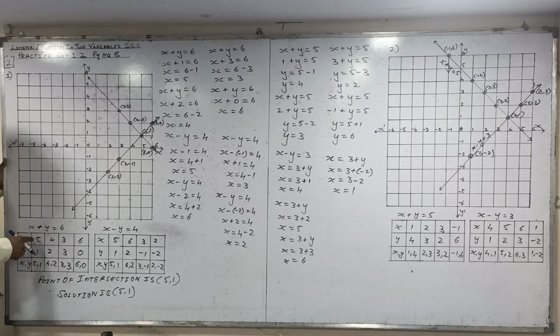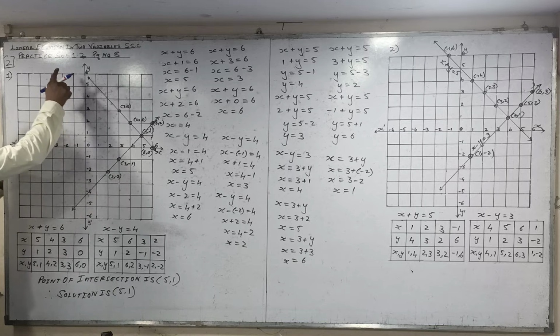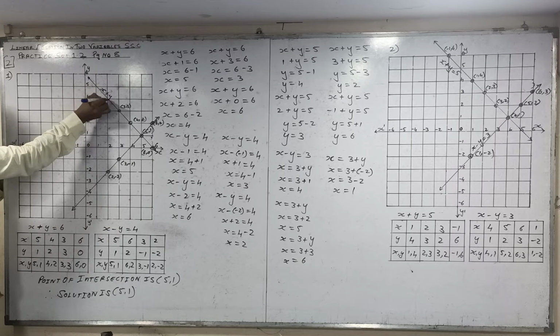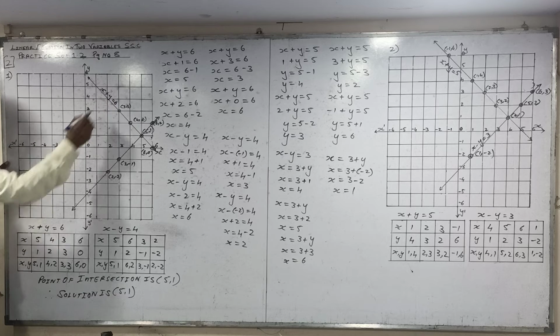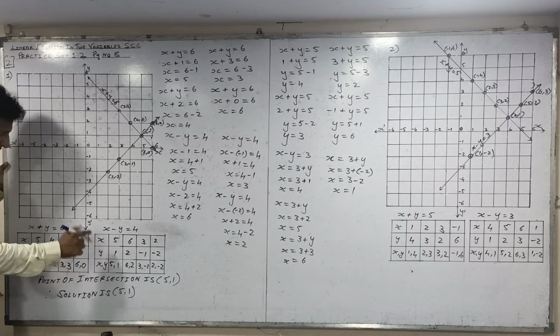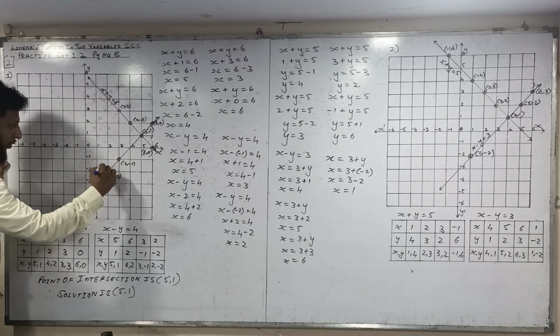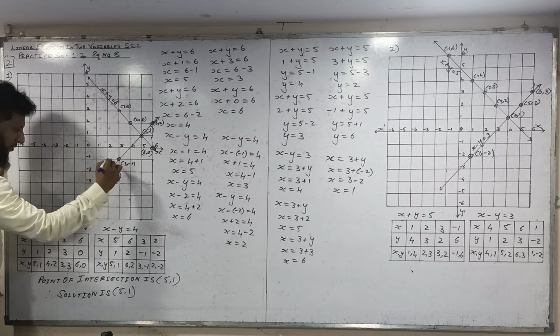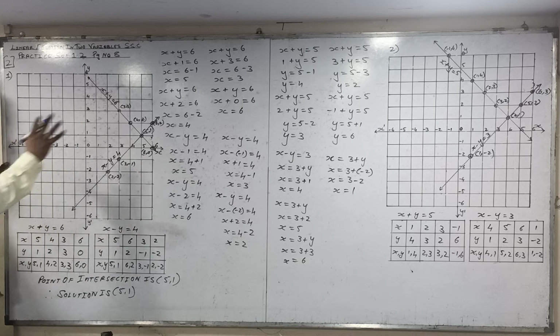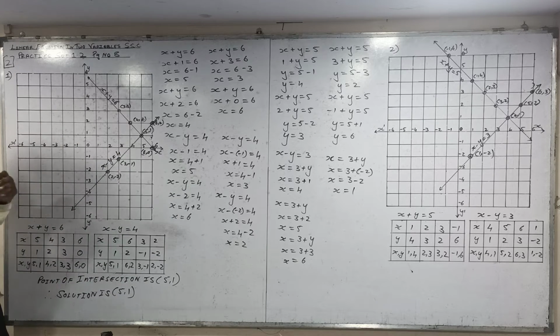So x plus y is equal to 6, 5, 1, 4, 2, 3, 3. So this line x plus y is equal to 6. Write the equation also. After drawing the line, write the equation. And for this x minus y is equal to 4. So we have done these two sums. Now we'll do third and fourth.